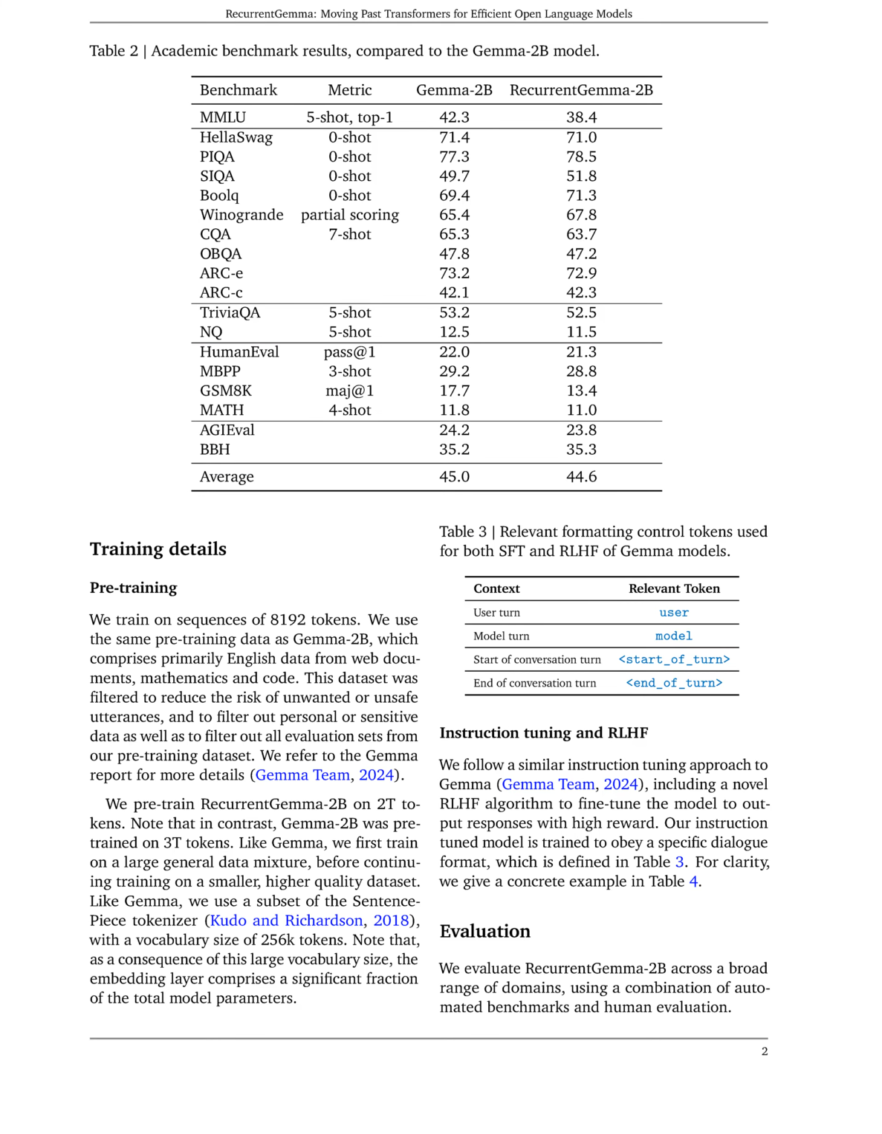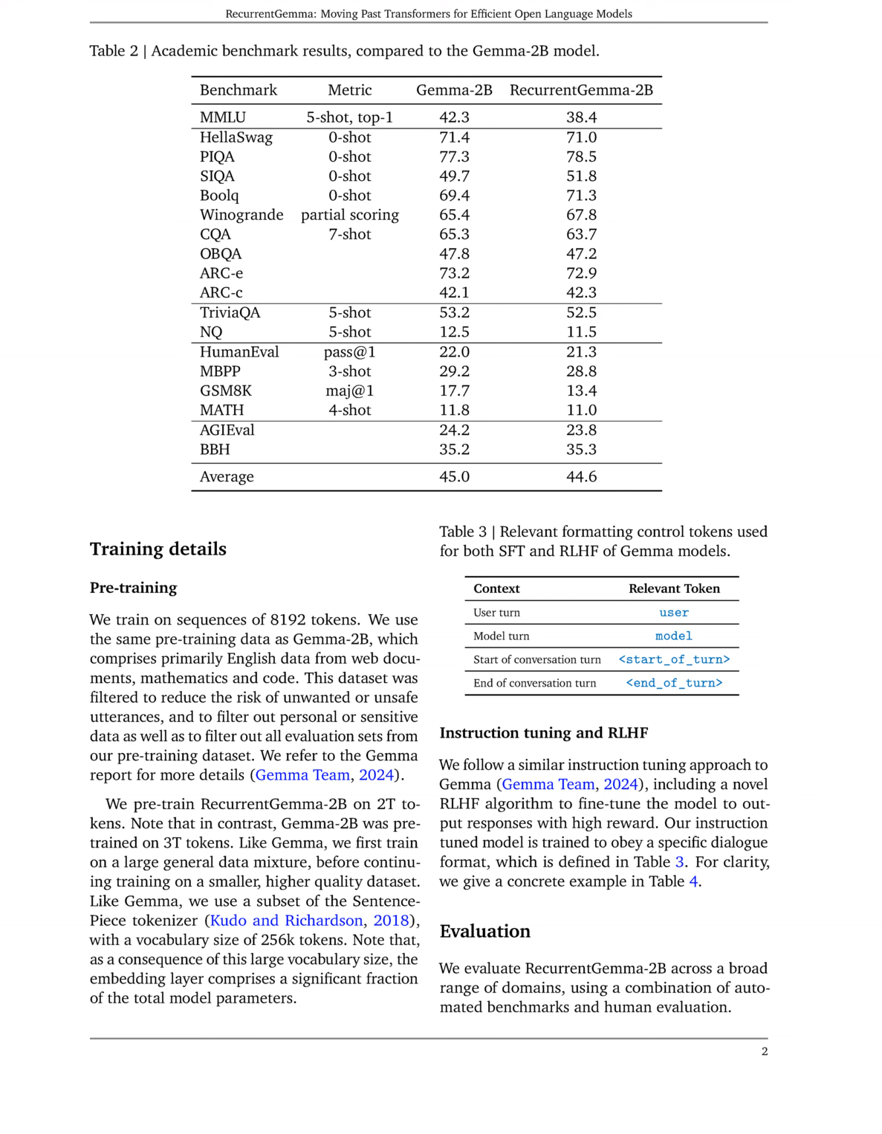The training process of RecurrentGemma 2B is described in the paper as follows. The model is pre-trained on sequences of 8,192 tokens, using a dataset similar to Gemma 2B, which includes English data from web documents, mathematics, and code. The pre-training data is filtered to remove unwanted or unsafe utterances, personal or sensitive data, and all evaluation sets.